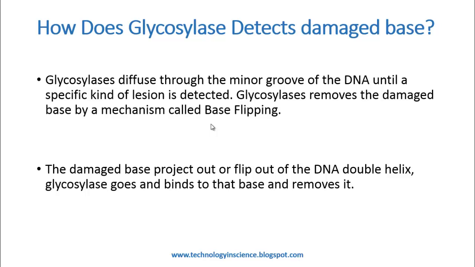How does glycosylase detect a damaged base? Let's see that. Glycosylases diffuse through the minor groove of the DNA until a specific kind of lesion is detected. Glycosylases remove the damaged base by a mechanism called base flipping. So what is base flipping? The damaged base projects out or flips out of the DNA double helix so that glycosylase can go there, bind to that particular flipped out base, and remove it. So this is how glycosylase detects the damaged base. The damaged base basically flips out of the DNA helix so that glycosylase goes there and removes it.